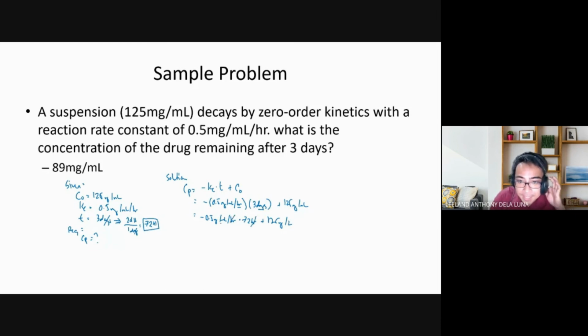So, cancel. Okay. Just a moment. 0.5 times 72 is 36. Negative 36 plus 125. So, that will give you 89 milligram per ml.